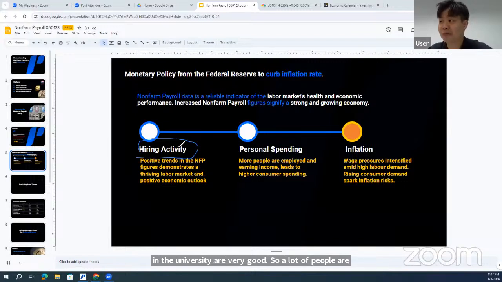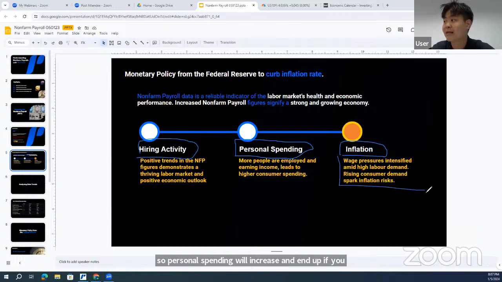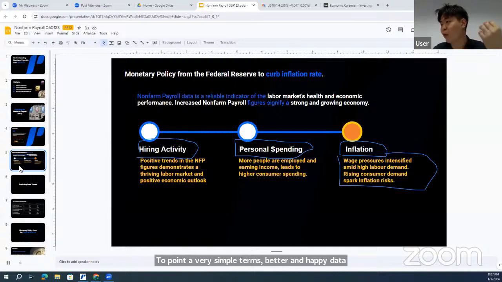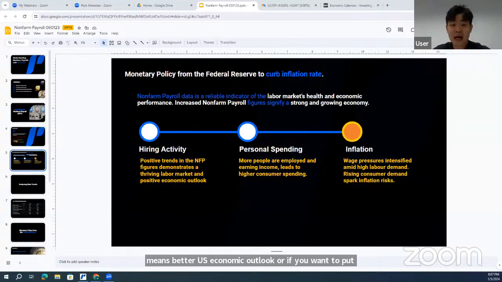When a lot of people are getting jobs, of course the economy will become better, because a lot of workers are getting salaries, and then they will start to spend their money. So personal spending will increase, and in the end it will also increase inflation as well as the economic outlook in the United States. To put it in very simple terms, better NFP data means a better US economic outlook. Or if you want to put it in a more expert tone, when the NFP reading is very, very good, it will increase inflation in the United States.